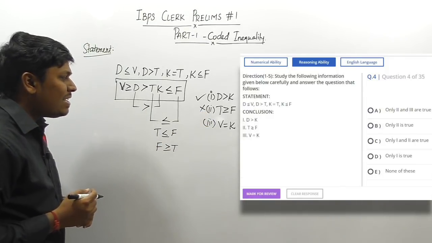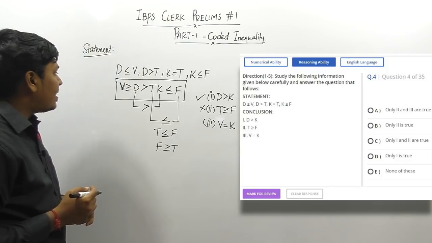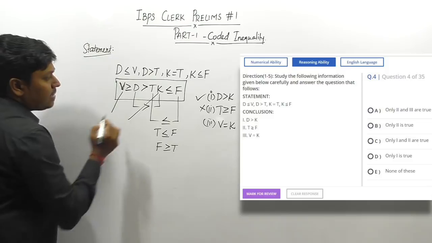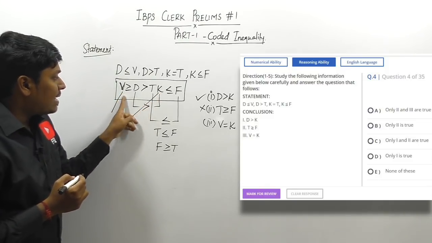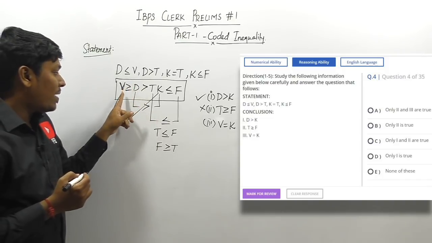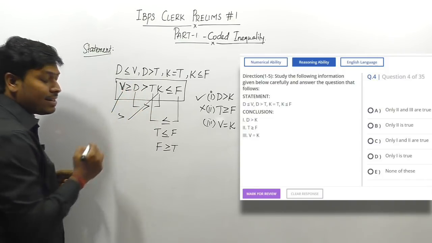Conclusion number 3, V equal to K. So V and K they are saying equal, so definitely it will not be equal. Why? Because V is here and K is here. So while comparing V and K, we have two symbols, one is greater than or equal to and the other is greater than. So while comparing both the symbols, definitely greater than will be the answer.